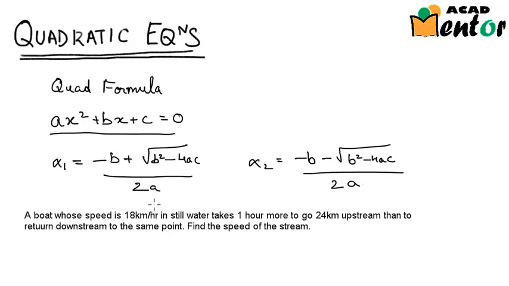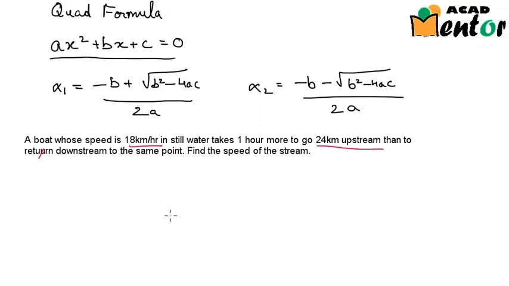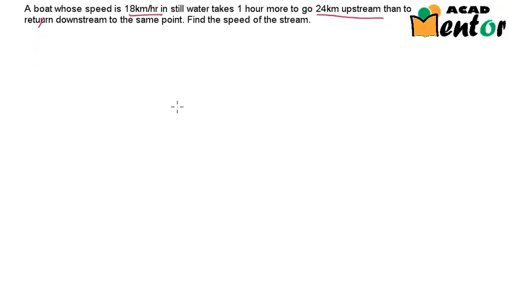The question reads, a boat whose speed is 18 kilometers per hour in still water takes 1 hour more to go 24 kilometers upstream than to return downstream to the same point. Find the speed of the stream. So if this is the question, let us first draw a figure just to have a clear idea of what the question means.